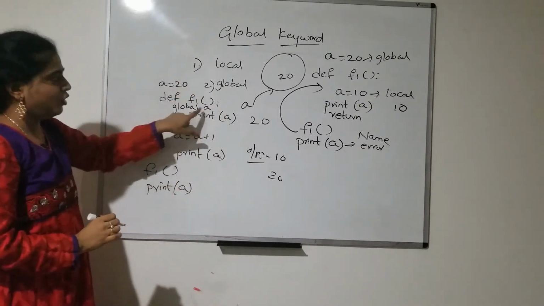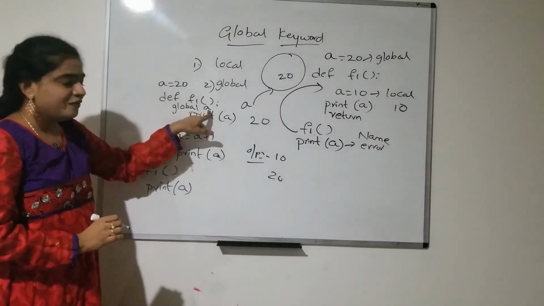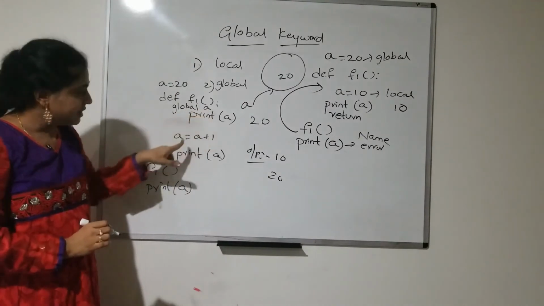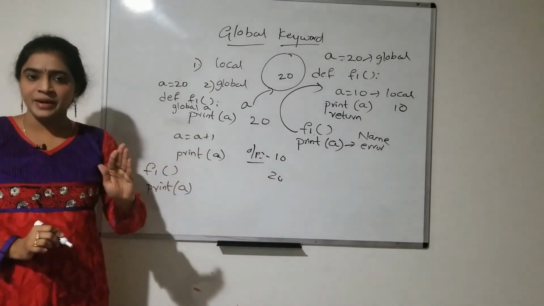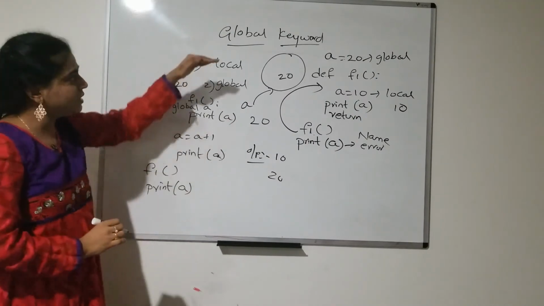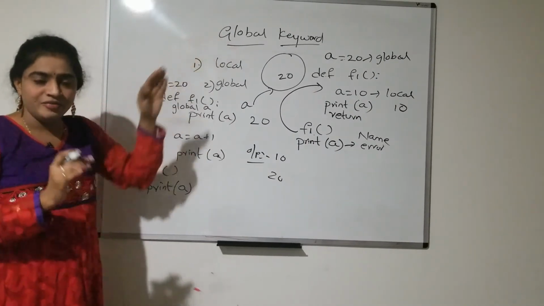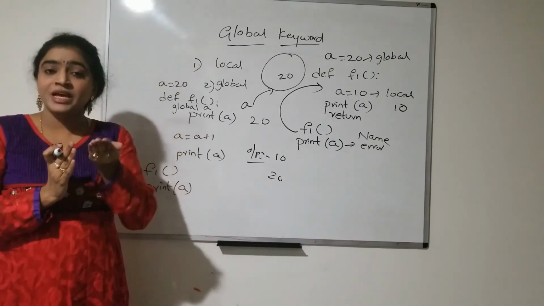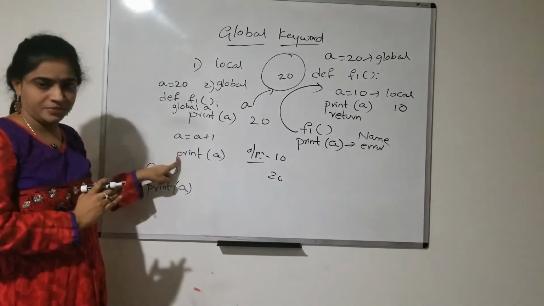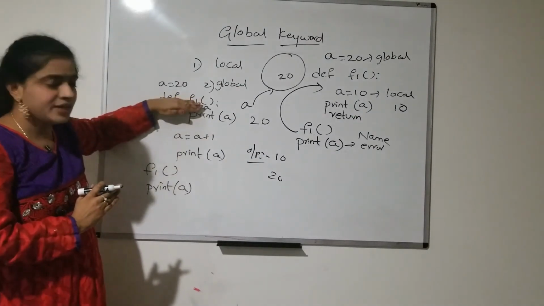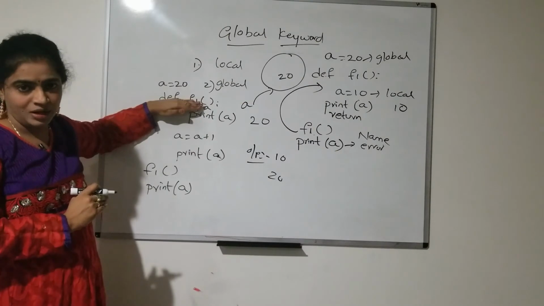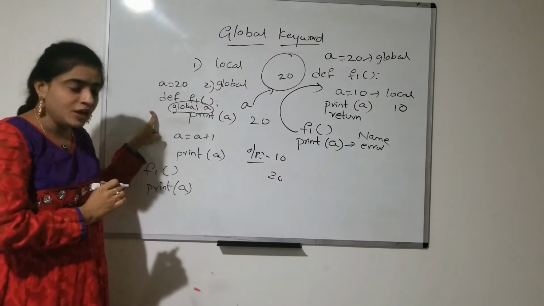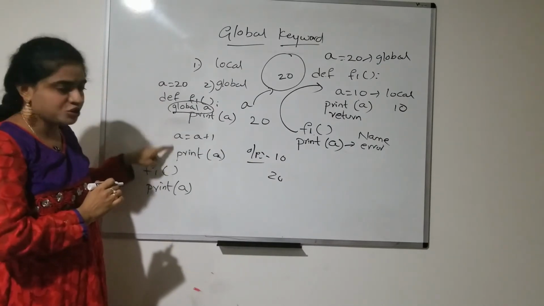Okay, global A. Global is a keyword and A is the variable. Supposing if you write like this, then it is okay. Then you won't get any error message. Because by using this global keyword, the main purpose of this global keyword means you can modify the global variables from the function. Without using the global keyword, it is not possible. You will get an error message. But if you use this statement, it is possible to modify the global variable from the function.